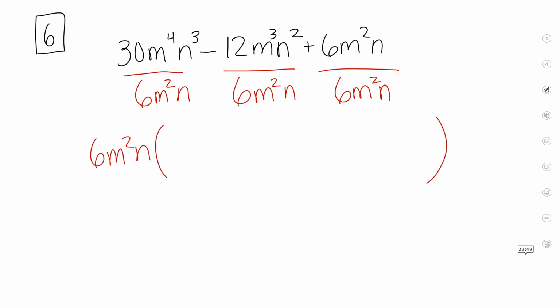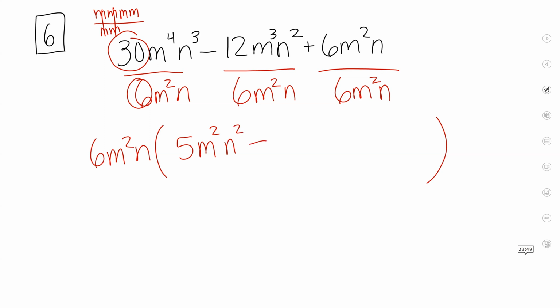So let's go ahead and simplify. I'm going to do 30 divided by 6, which is 5. Now let me write out what we have. M to the 4 means m times m times m times m. In the denominator, I have m squared. That's m and m. These cancel, these cancel. How many m's am I left with? 2. So this becomes m squared. How many n's will I be left with? 2.